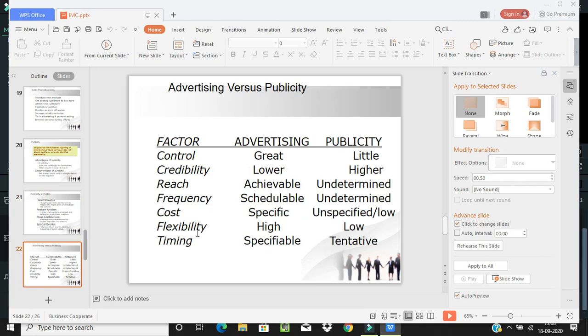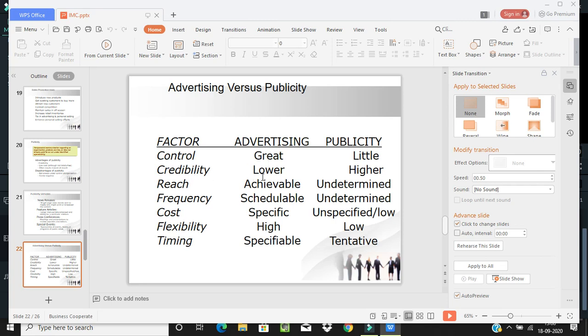Next thing, advertising versus publicity. What are the differences between advertisement and publicity? Here are some factors. Control: advertisement can create a great control over the people, whereas publicity controls very little, because publicity happens from person to person, or in a group, whereas advertisement is targeting a huge audience.